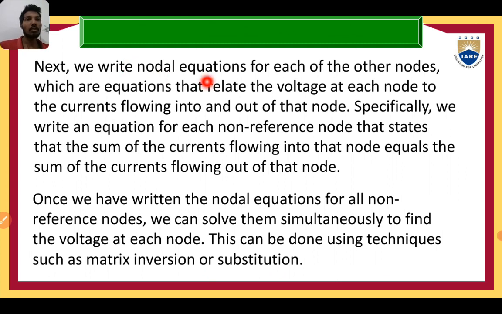Next, we write the nodal equations for the other nodes, which are the equations that relate the voltage at each node to the currents flowing into and out of that node. Specifically, we write an equation for each non-reference node that states that the sum of the currents flowing into the node equals the sum of the currents flowing out of the node. Once we have written the nodal equations for all non-reference nodes, we can solve them simultaneously to find the voltages at each node. This can be done using techniques such as matrix inversion or substitution.